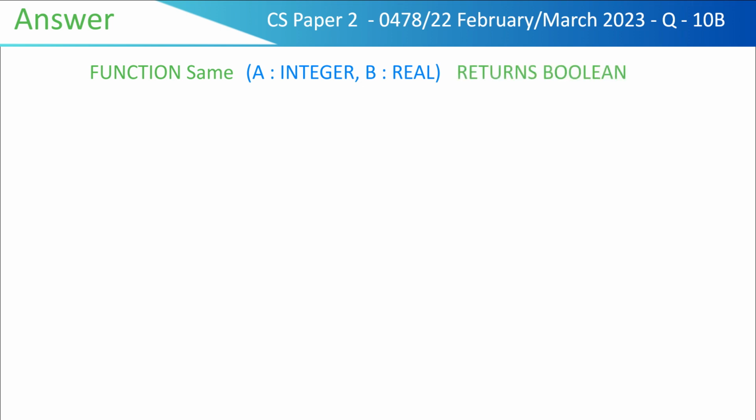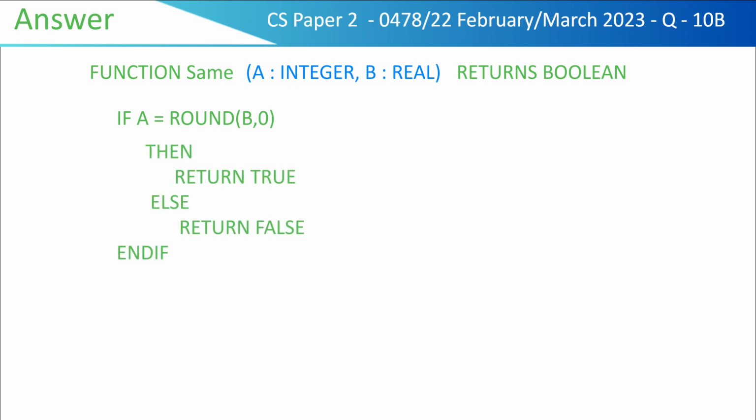1 mark will be for correct if statement with the condition of comparing value of a with rounded value of b. 1 mark will be for each of the return values, either true or false, from the if-else statement. Then comes the function closing statement, which is optional, as different languages have different ways of closing a function.